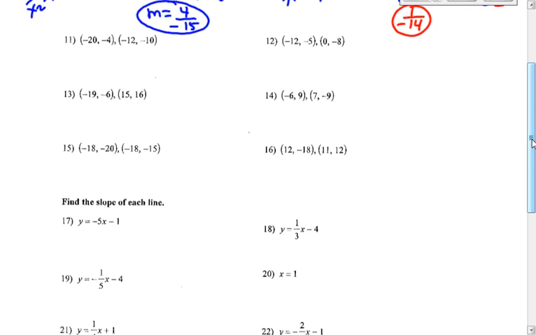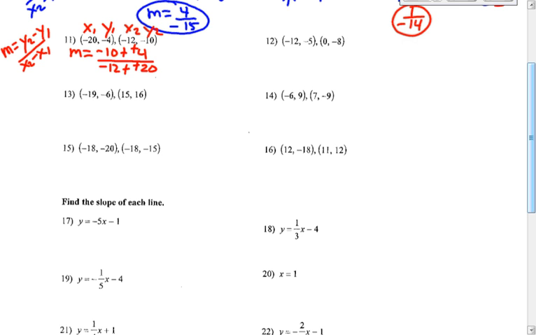To go down here, again, we have m equals y2 minus y1 over x2 minus x1. Negative 20 is x1. Negative 4 is y1. This is x2. This is y2. So we're going to figure this out. M equals, and we're going to put y2, which is negative 10, minus a negative 4, with y1. Then you're going to have x2 minus x1, so it's negative 12 minus a negative 20. I'm going to change these to positive because you have back-to-back negatives.